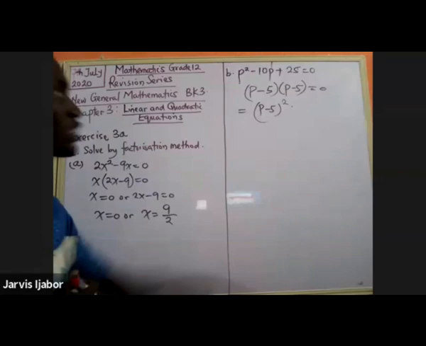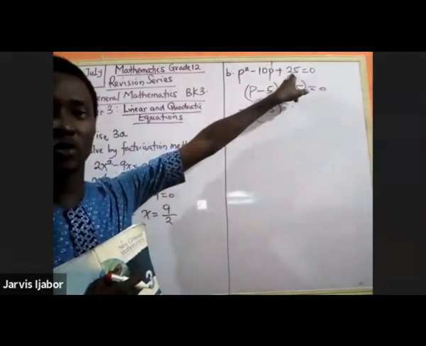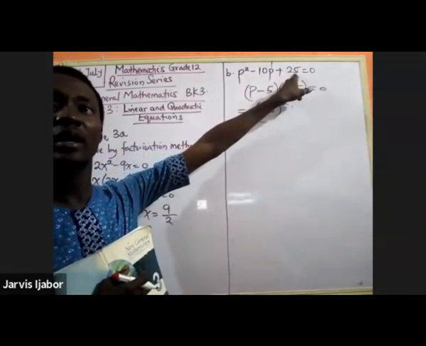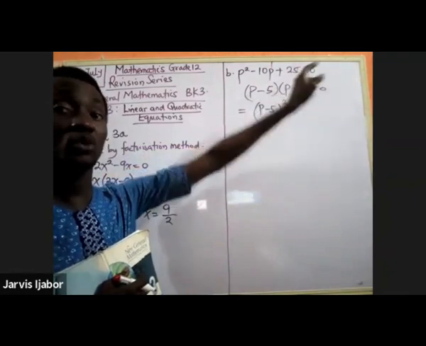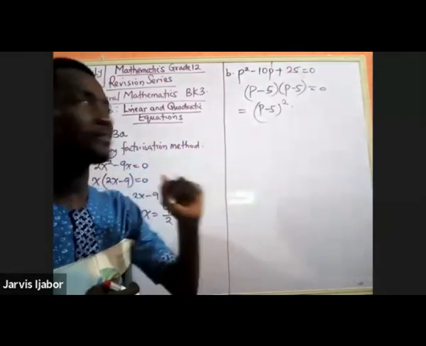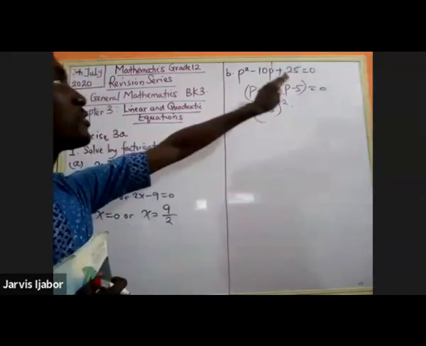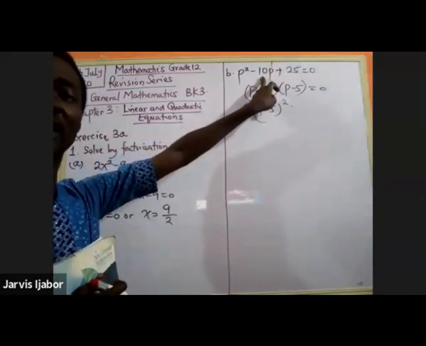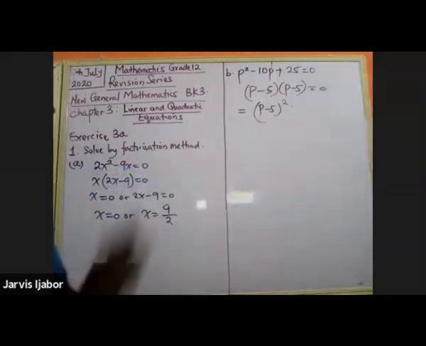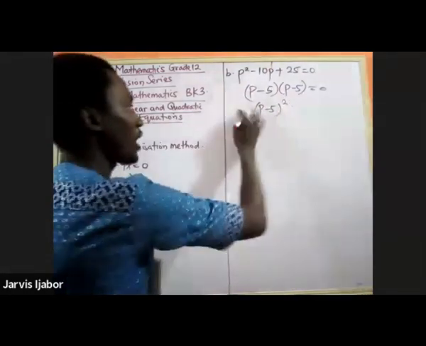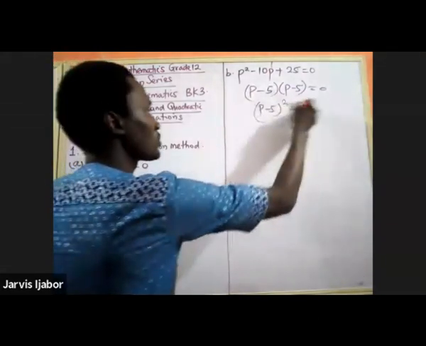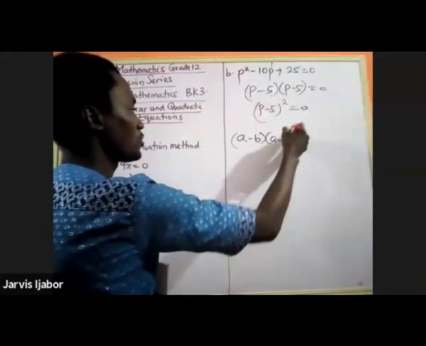So you check. 25 is a perfect square. The square root of 25 is 5. Now, 5 plus 5, does it give me 10? Yes. So with that, this is what you're going to have: (a minus b) into (a minus b) equals 0.